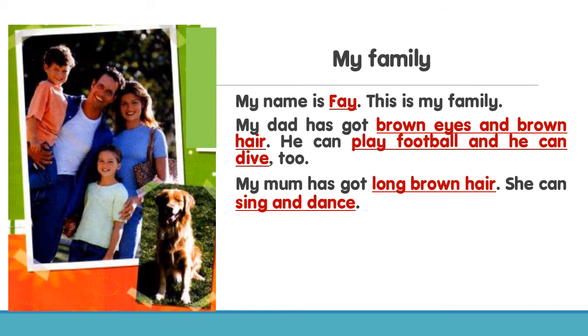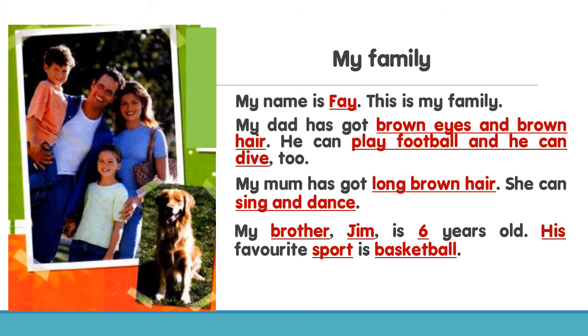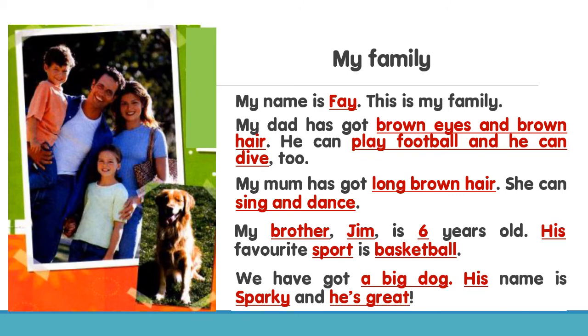Like her father, she also describes her mother and tells us what her mother can do. After that, Faye introduces her brother. She tells us her brother's name and age, and also her brother's favorite sport. Lastly, Faye introduces their pet dog. She tells us her dog's name and describes her dog by telling us that her dog is great.